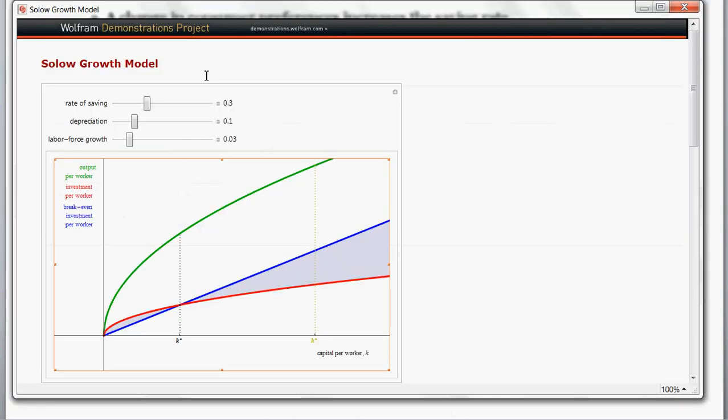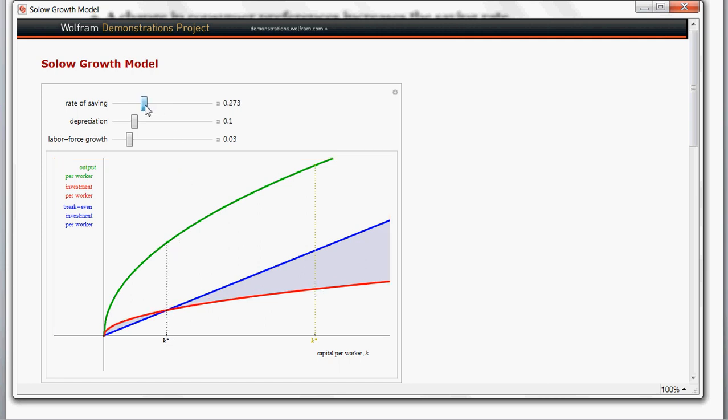To start off, we should look at what the economy looks like at some initial starting point. Here's a Solow growth model using a Wolfram Alpha demo. We have this large green line, which is output per person. We have the red line, which is investment per person. And then we have our blue line, which is the break-even investment per person. We start off at some steady state level of capital per person and some steady state level of output per worker.